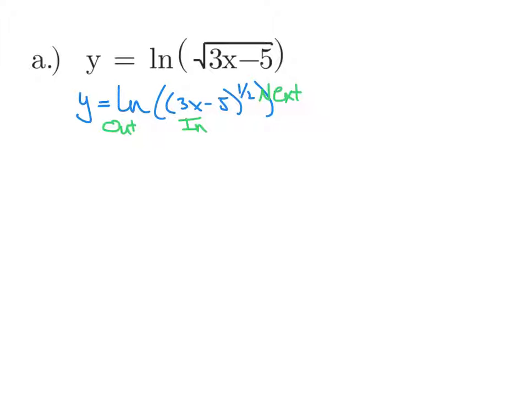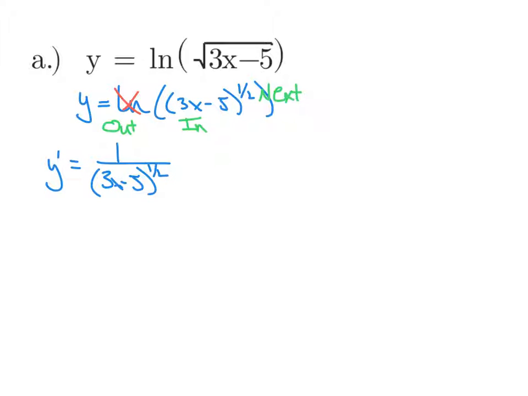Then, when I take the derivative, I'm going to start on the outside and work my way in. So the derivative of y, first thing I look to is the natural log, right here. The derivative of the natural log is 1 over, so 1 over everything that's there: the 3x minus 5 to the 1/2 power.